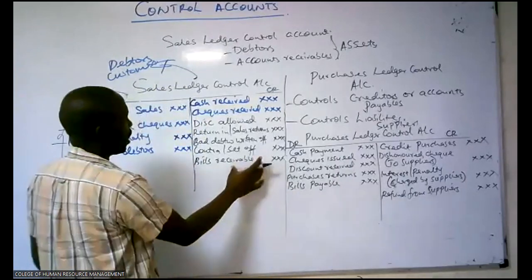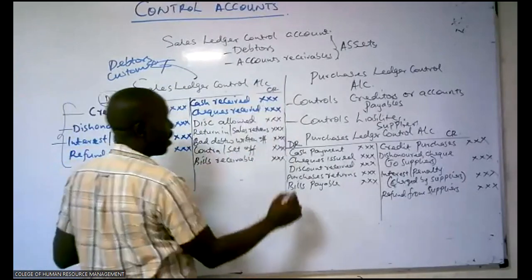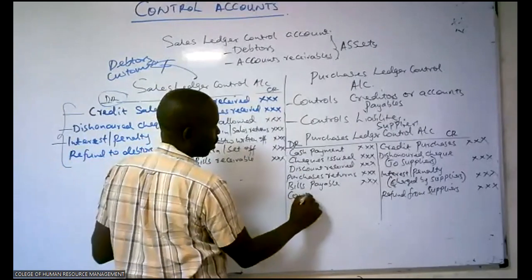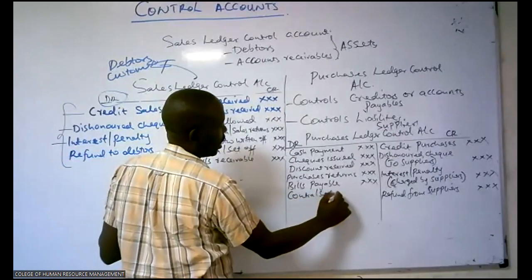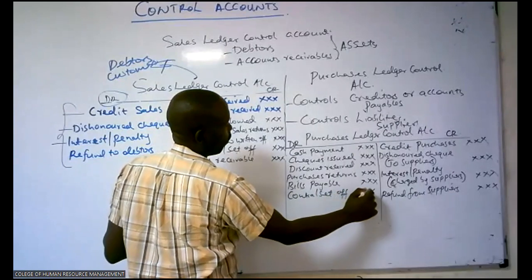Then this contra, remember this contra is credited here. The same amount should be debited here, contra or settle.